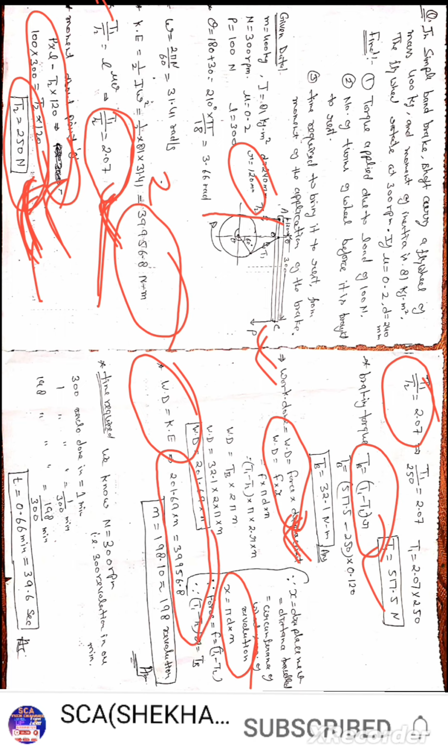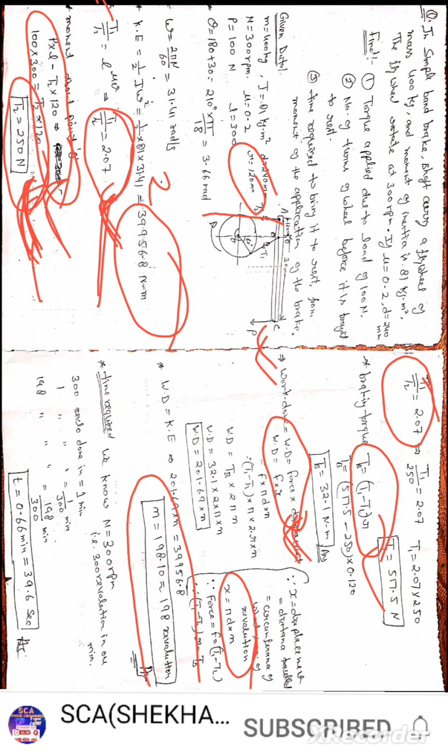So here we calculated n as 198.10, which is equivalent to 198 revolutions. This is the second determination: the number of turns or revolutions will be equal to 198 revolutions.